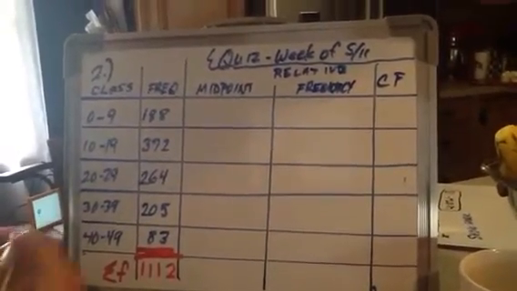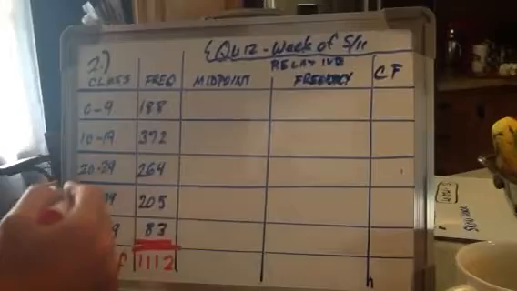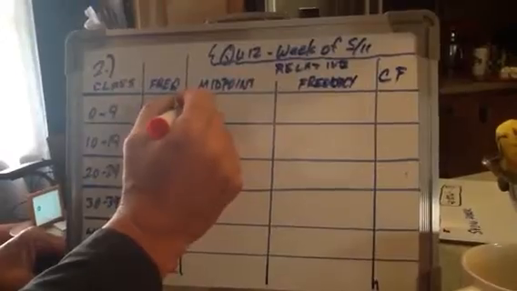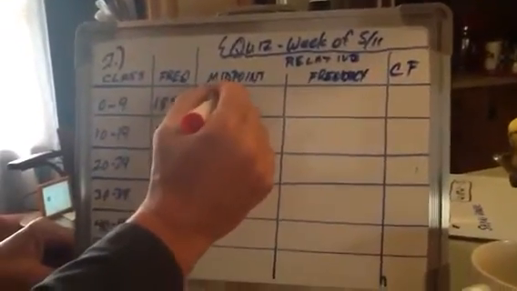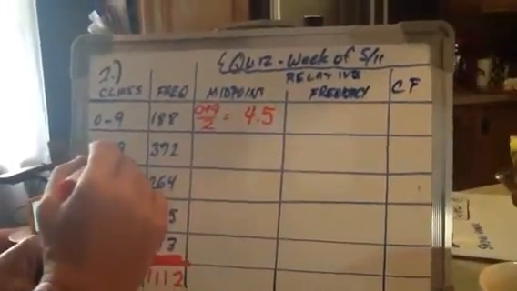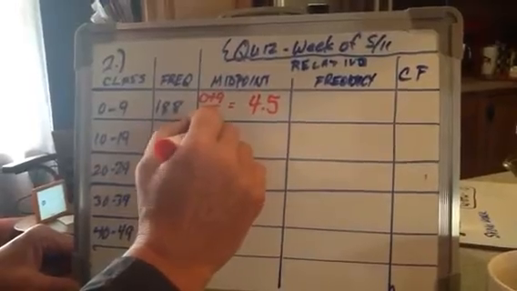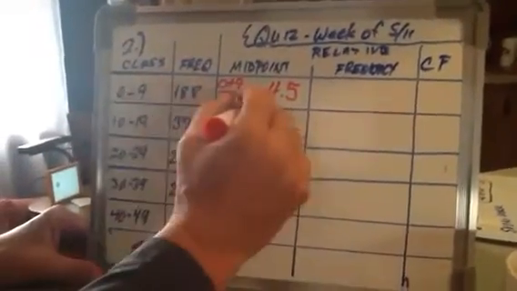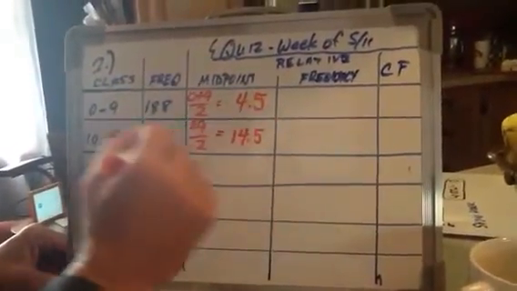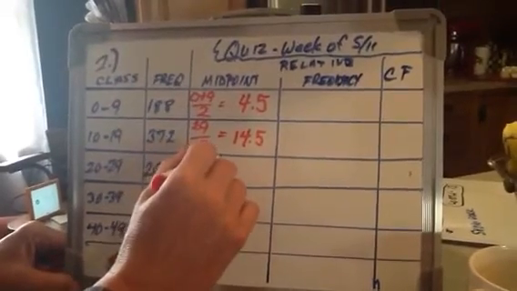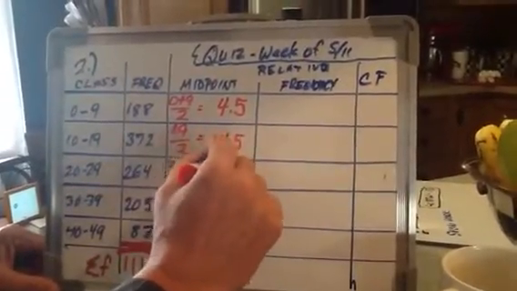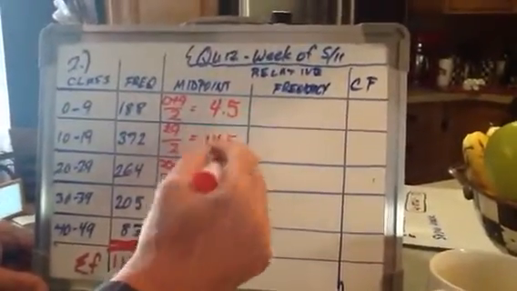Now the midpoint we didn't do on our last homework. Midpoint is easy as long as you remember what to do. We're only worried about the class. So we take the interval and add it together. 0 plus 9 is 9, divided by 2. The midpoint would be 4.5. 10 plus 19 is 29, divided by 2, 14.5. 20 plus 29 is 49, divided by 2, 24.5. It's always going to end up in 4.5.